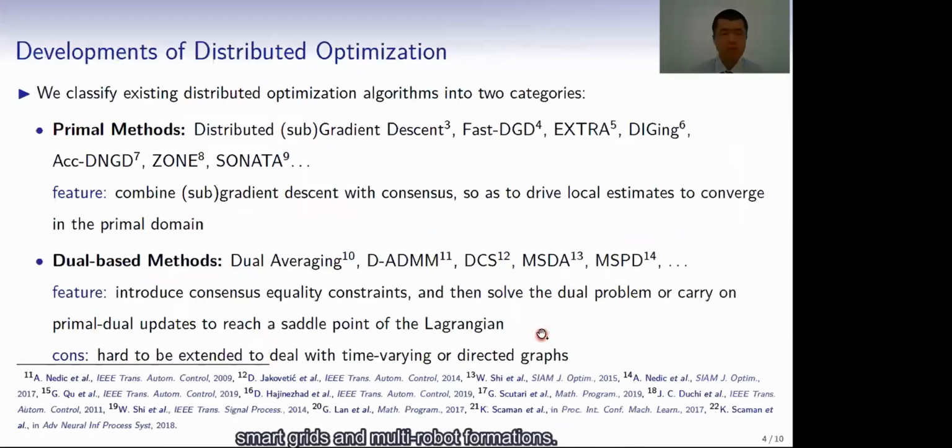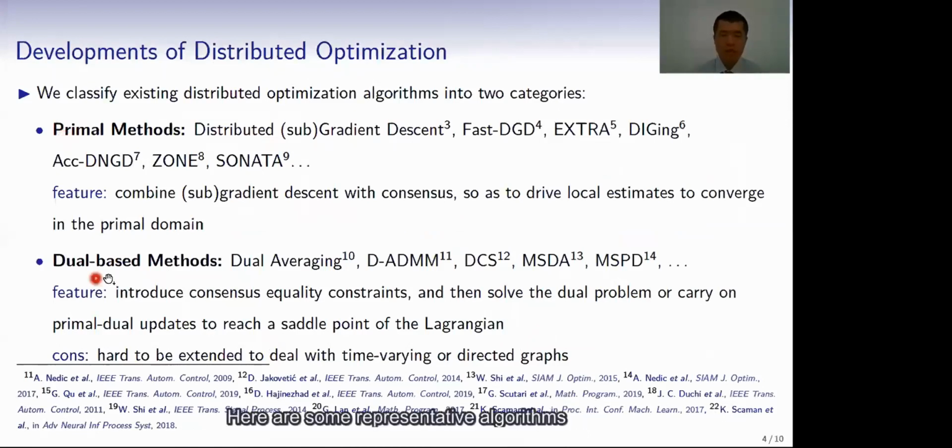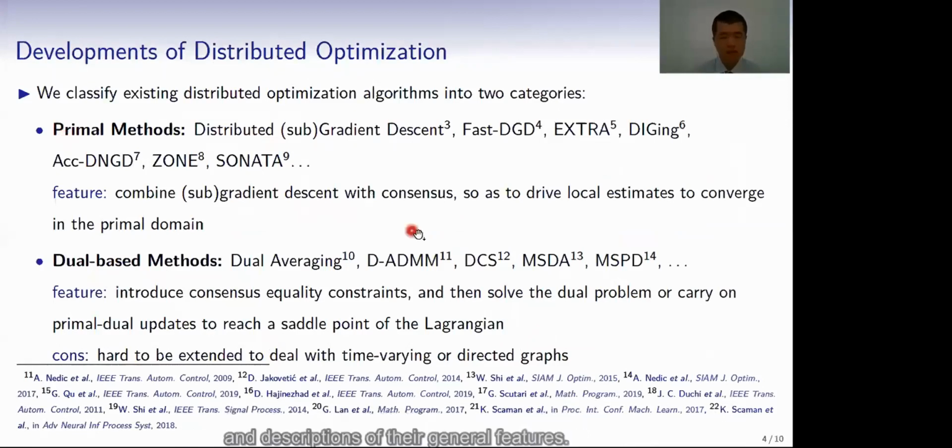Since 2009, when DGD was first proposed by Nedic, many efficient distributed algorithms have emerged. They can be roughly divided into two classes, primal-based and dual-based. Here are some representative algorithms and descriptions of their general features.